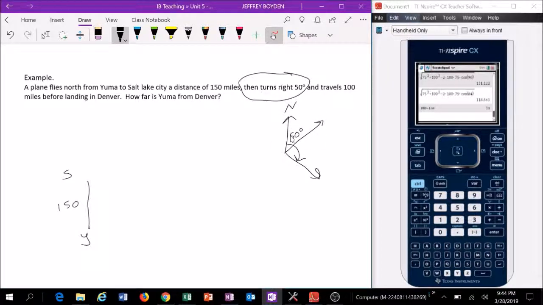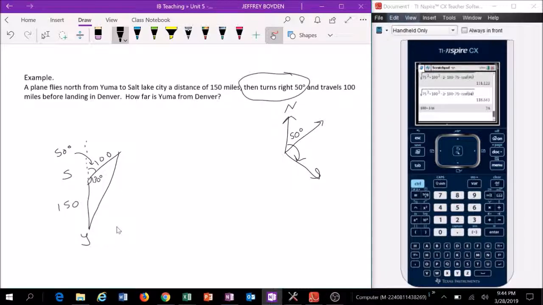We've already identified here that if north is here, 50 degrees to the right looks something like that. So if that's 50 degrees to the right and it goes another 100 miles, where's the 50-degree angle? Well, it's right there. That's the 50-degree angle. And the reason that's important is because if you know that angle, you can find this angle. These two are a linear pair, which means they're supplementary. They add to 180. So that angle inside the triangle is 130.